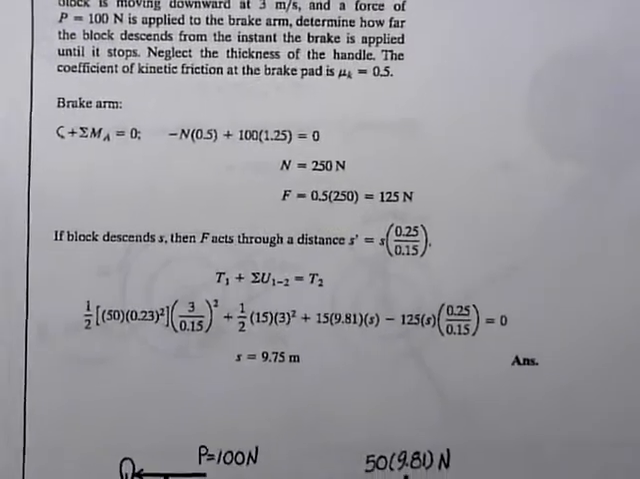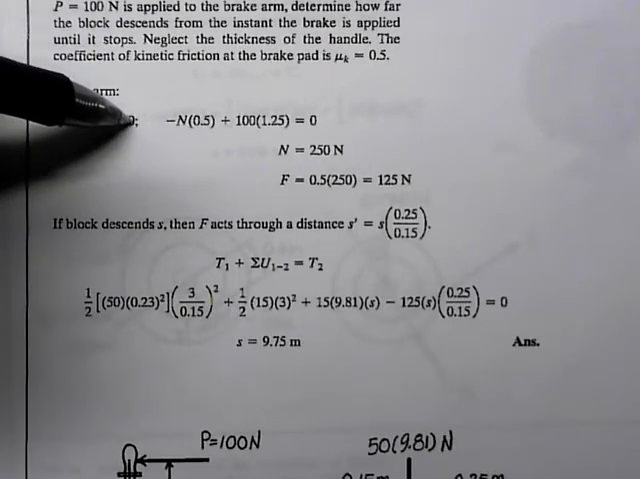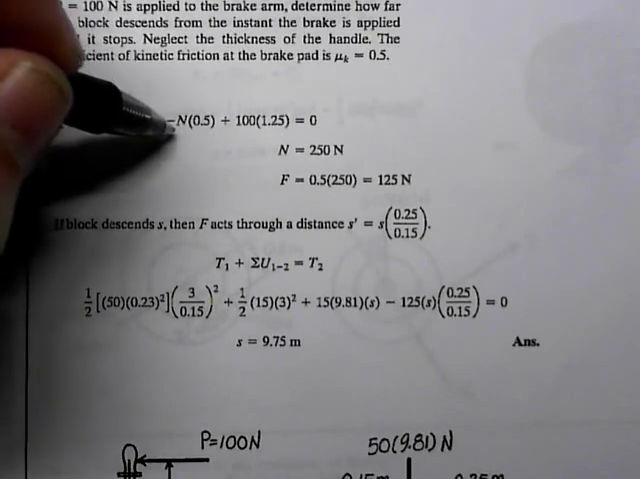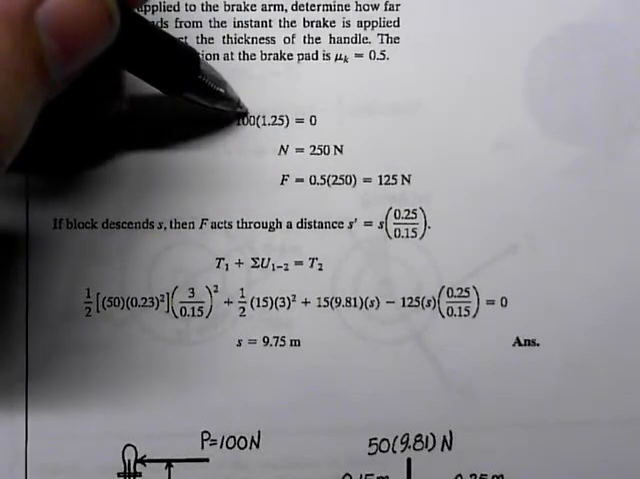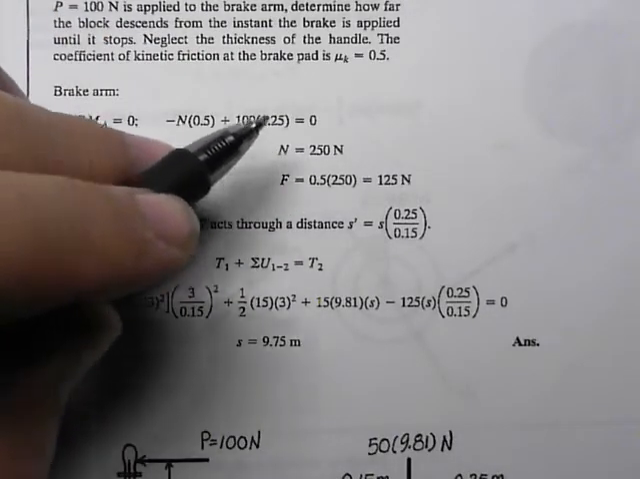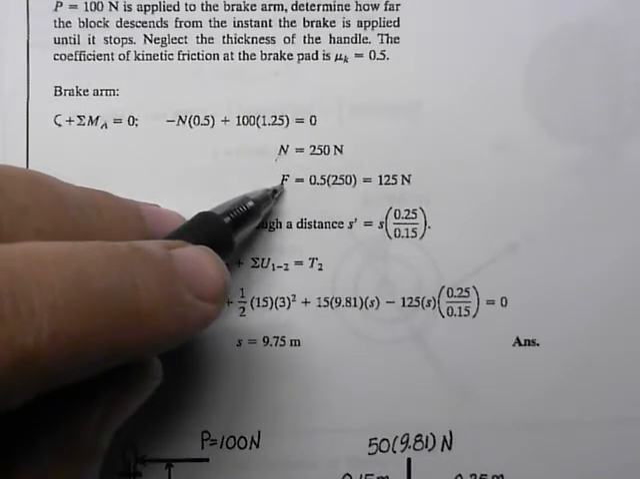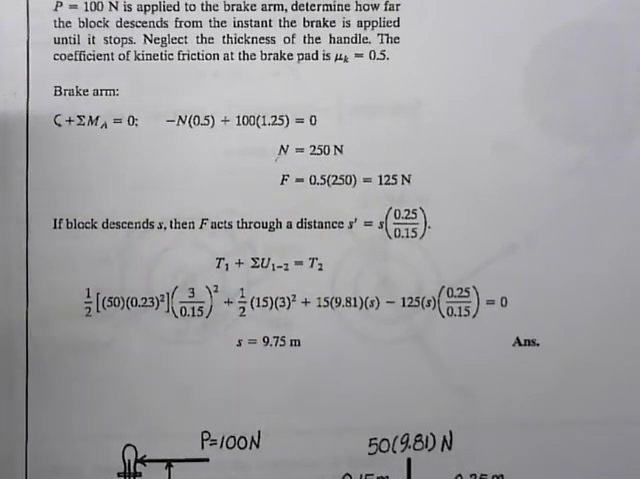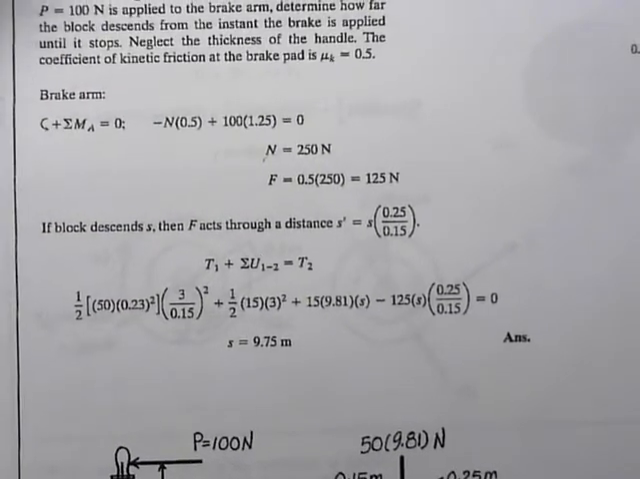And so first thing that we will do is sum moments about the pin and set that equal to 0. That's a statics problem, and we will have a normal force between the disc and the brake handle of 0.5 moment arm, and we will have the applied force acting through a 1.25 moment arm, and so the 100 Newton load is amplified into a 250 Newton normal force. And because the kinetic coefficient of friction is 0.5, then we have a 125 Newton friction force that is acting over a certain distance to bring this thing to a stop.